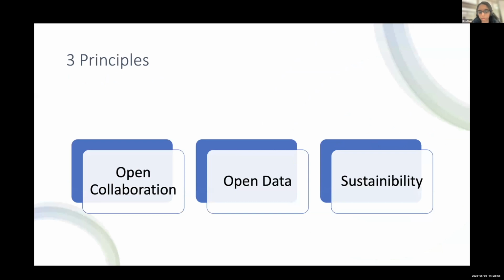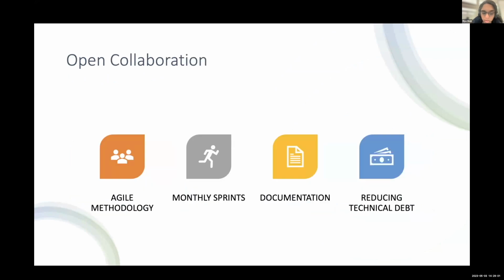So 3 principles I'm going to focus on are open collaboration, open data, and sustainability. So for us, for open collaboration, it's really important to utilize the agile methodology and have monthly and weekly sprints to make sure that all the contributors are on top of the project, as well as understanding the latest updates and are pushing the latest updates in a timely manner.